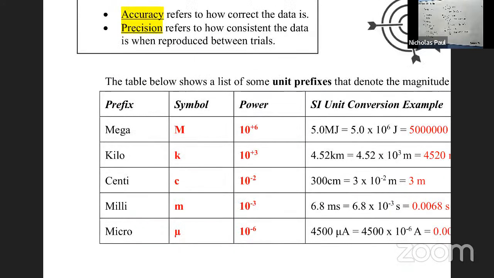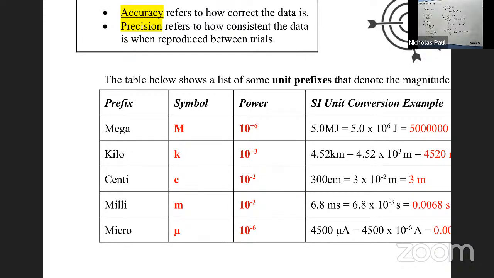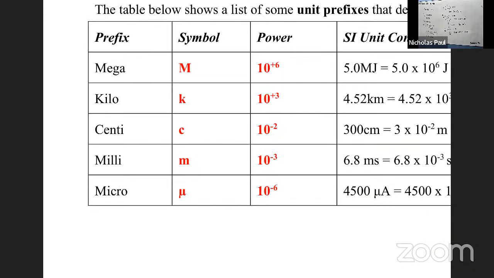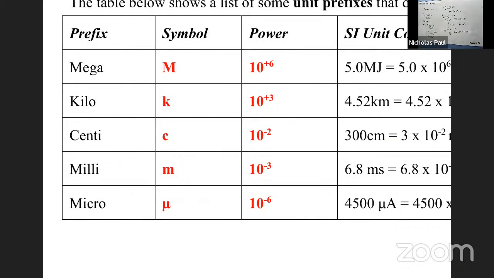And then we looked at the prefixes, and I gave you homework. I remember giving you something on pico and nano. So pico is what? Pico, small p, what's that? 10 to the negative 12. And what was nano? Negative 9.